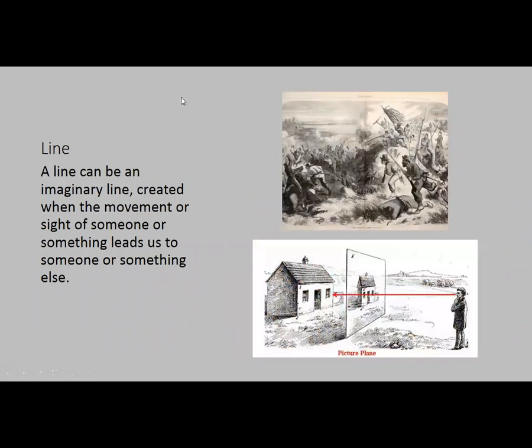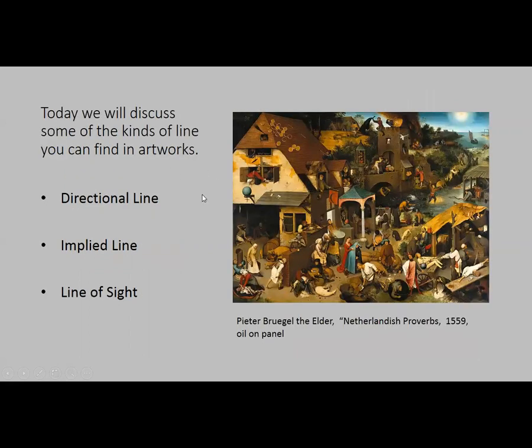A line can be an imaginary line created when the movement of or the sight of somebody leads us to something or somebody else. Like these guys are running in this direction, and this man is looking in this direction. It's his house. So he's looking from here to the house, and they're running from here to the other side of the image. So we're going to discuss some of the kinds of lines you can find in artwork: directional line, implied line, and line of sight.